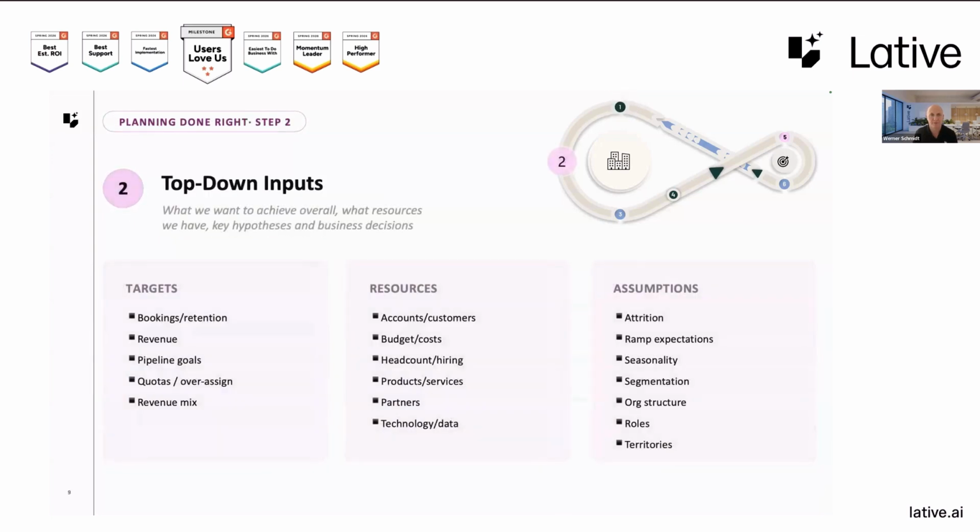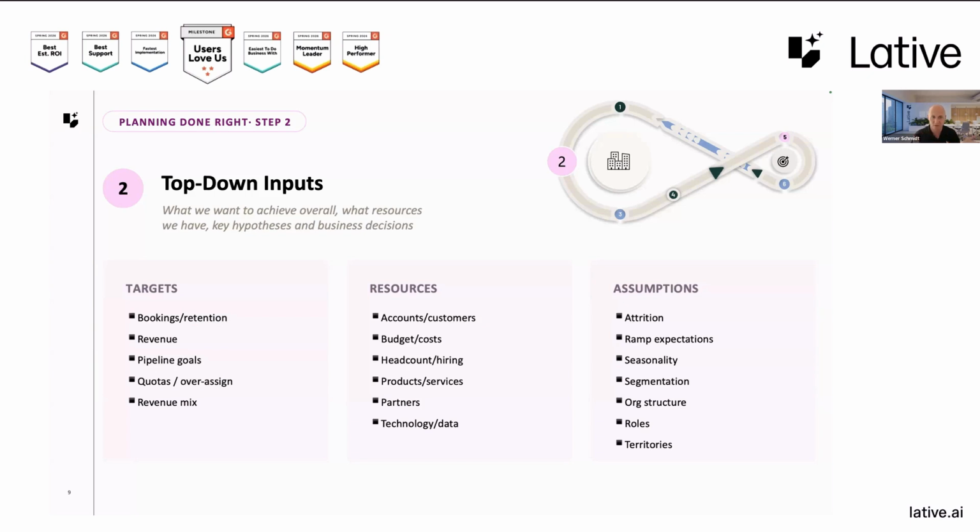Okay, getting into number 2, top-down inputs. So now we know our performance baselines, but what's coming down from finance, what's coming down from the board? So thinking about targets, okay, we always start there, but what are the targets? What's the bookings we need to achieve? What's the retention that we expect? What are those revenue goals? What are the pipeline goals? So based on what you saw earlier, if we know the conversion rates, we can start to get to some pipeline targets that we need to achieve.